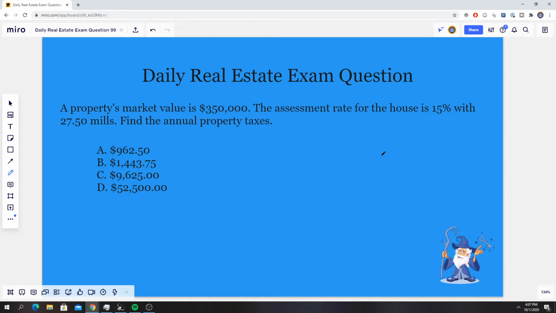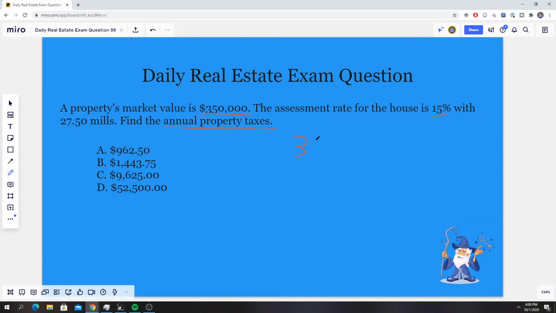Sweet. So in this problem, we have to find the annual property tax. So I'm going to go ahead and underline that right here. So first off, we have to find the assessed value. In order to do that, we have to take the market value, which again is this 350,000, and then we have to times that by the assessment rate, which was the 15%. So I'm going to go ahead and do that right here on the side.